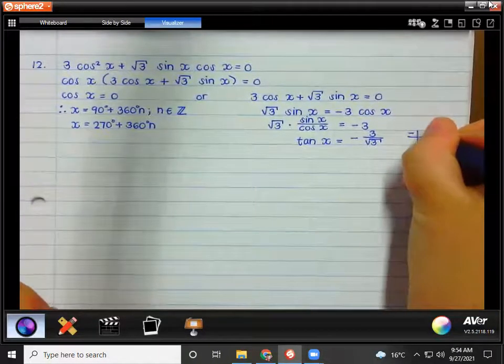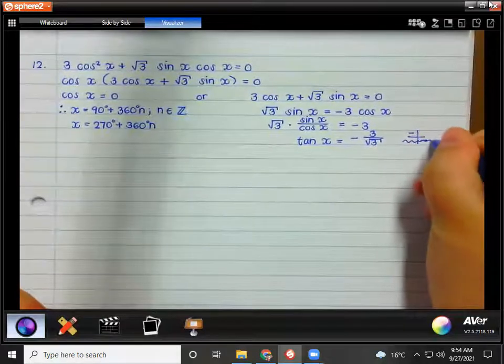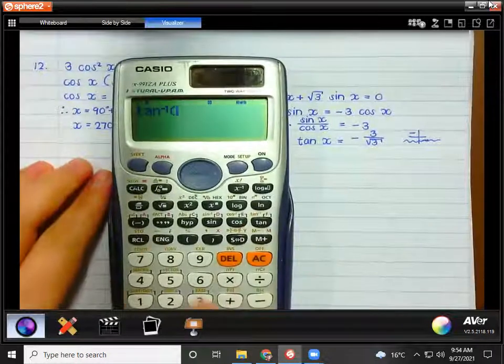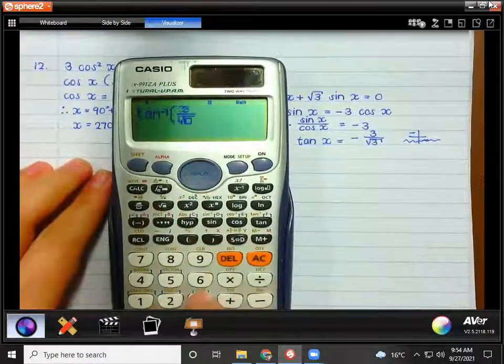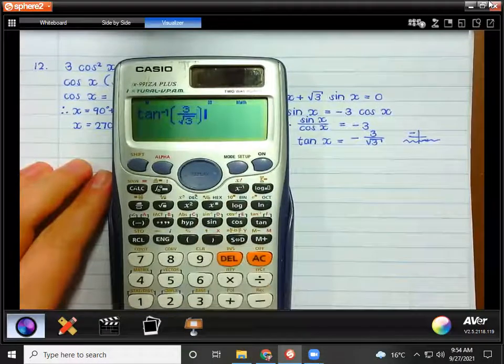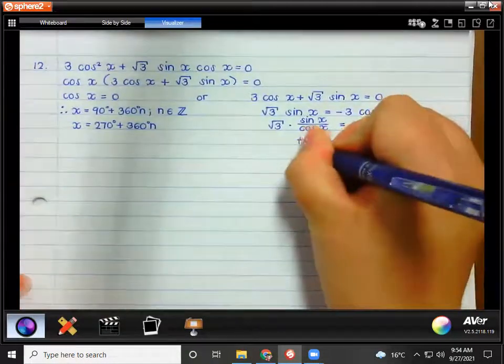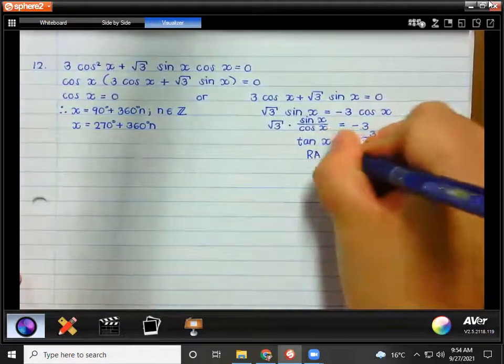2 and 4. Do we worry about the bottom ones? No. We're going to do shift tan 3 over √3, and that will give us our reference angle of 60. All right, so the reference angle is 60 degrees.